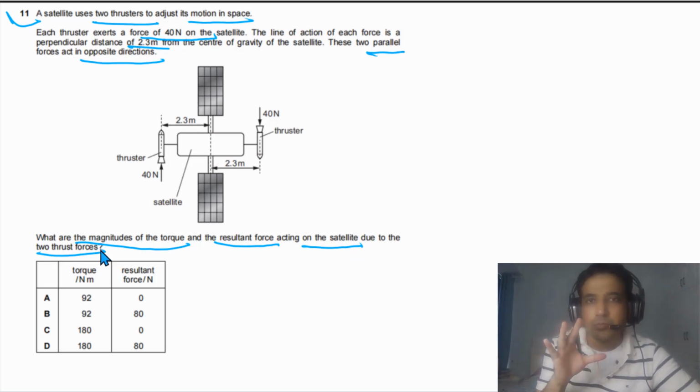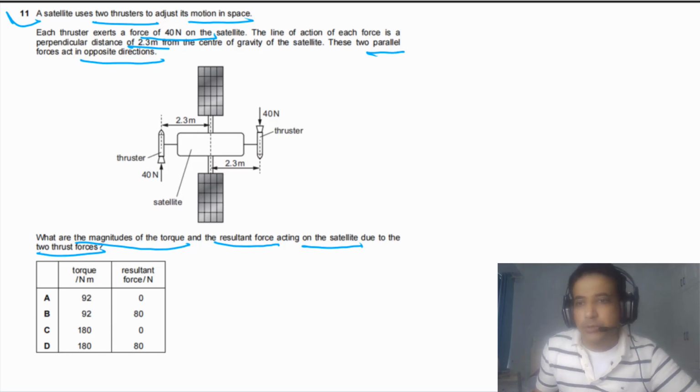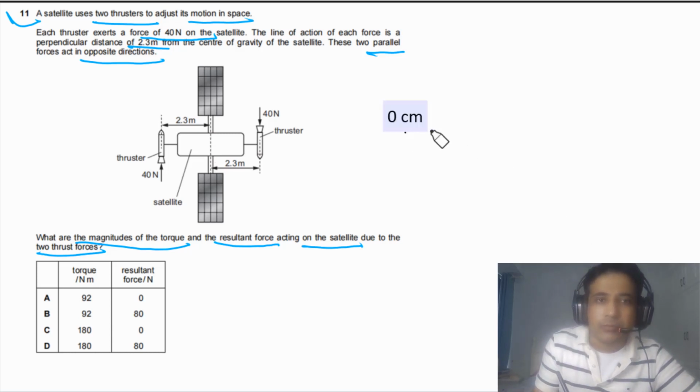This question is pretty straightforward. In this case, you can see we have one thruster here exerting a force of 40 newtons. Another one is also exerting a force of 40 newtons, but in the opposite direction. And the distance from the center of the satellite is given. So the best way to answer this problem is to redraw this. Simply I can redraw this line here.